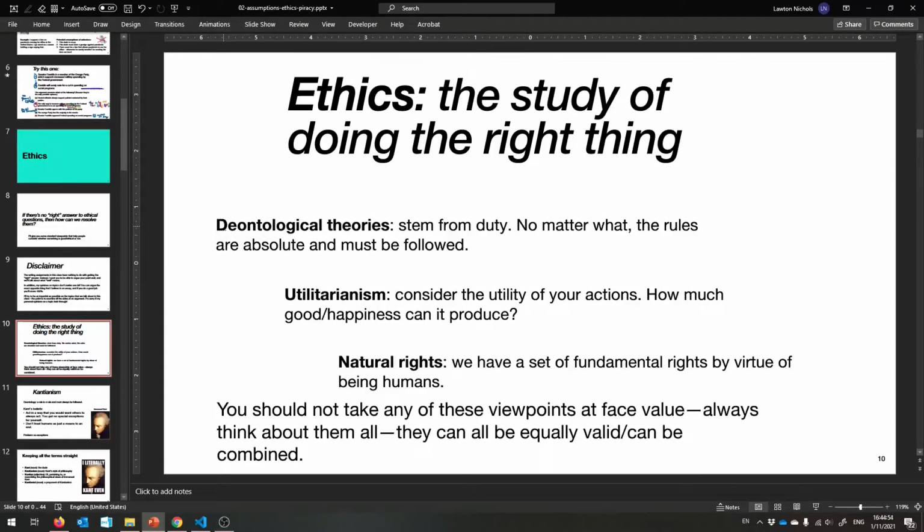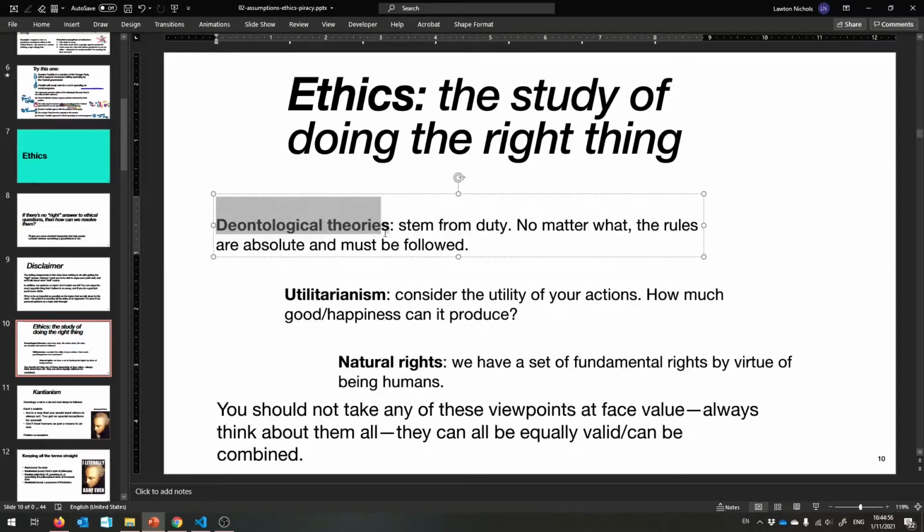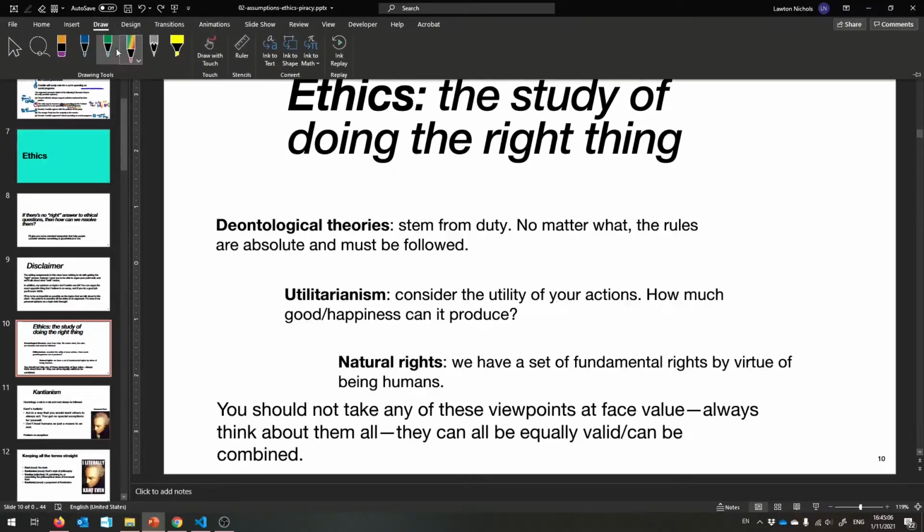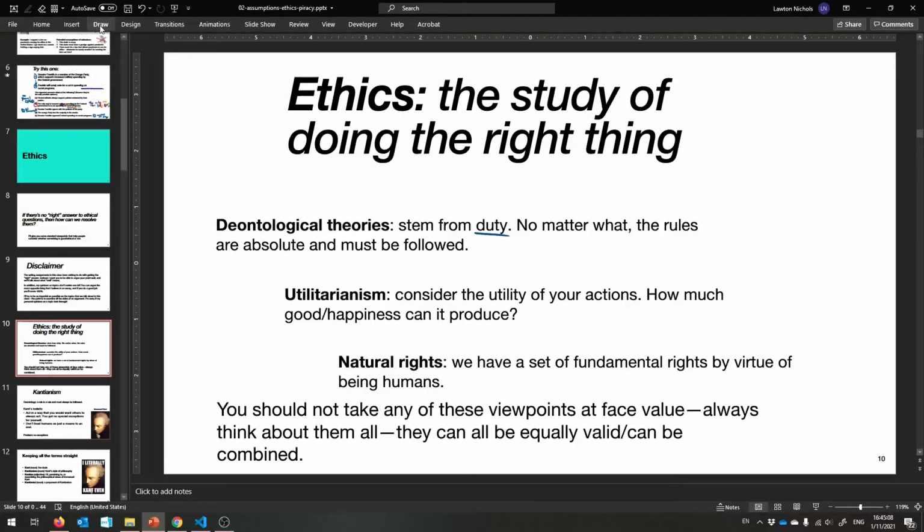The first one is called a deontological theory. Deontology is where this root comes from, and it kind of sounds like the beginning is D something. It comes from the word duty. So no matter what, in a deontological theory, the rules that the theory says to follow are completely absolute. They must always be followed. The word always is going to be very important here.